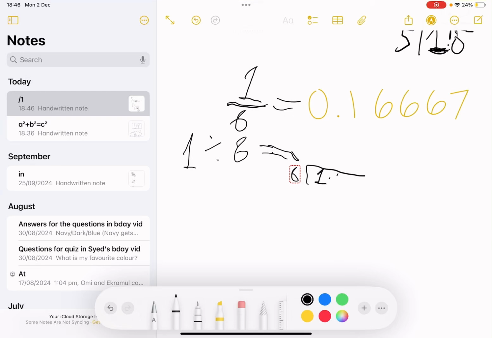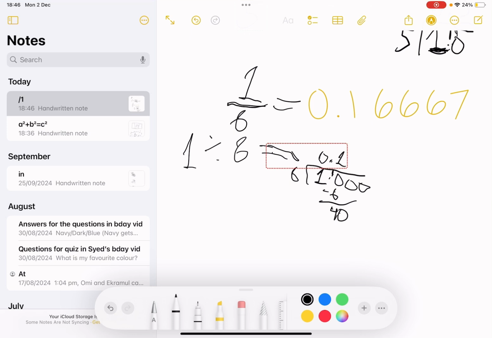Now, put our zeros. At this point we should know 6 doesn't go into 1, so we put a 0, carry the 1, and we know 6 goes into 10 once. If you want, you can also do this method. I'm just going to do long division.